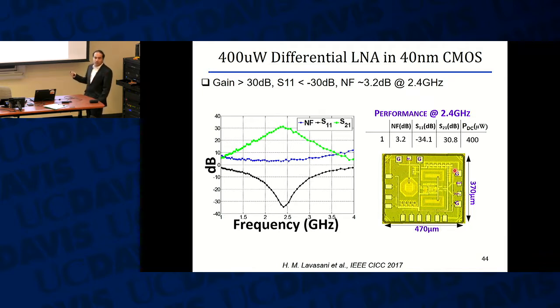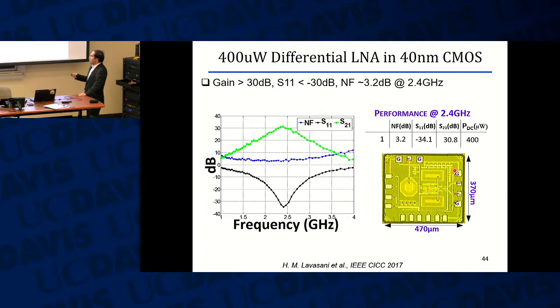This is a prototype of the LNA chip we did, and this is the performance. You can see gain, noise figure, and relatively good matching at the frequency of interest. This work was done for Bluetooth low energy, so everything is centered around 2.4 gigahertz.